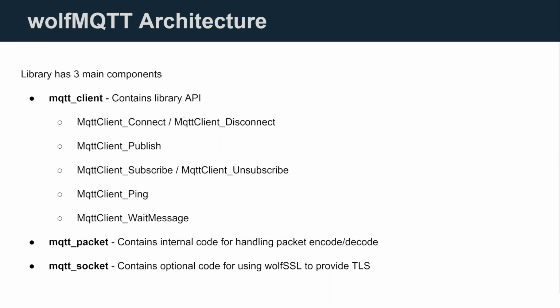The MQTT library is organized into three distinct components: the client, the packet, and the socket. The client contains the actual API functions listed here. You've got connect, disconnect, publish, subscribe, unsubscribe, ping, and wait message. The packet component is where you can find all of the internal functions for building and parsing the packet structure. And lastly, the socket component is the interface for the lower level networking layer. This could be straight through to TCP, or it can be enabled to use TLS, courtesy of wolfSSL.